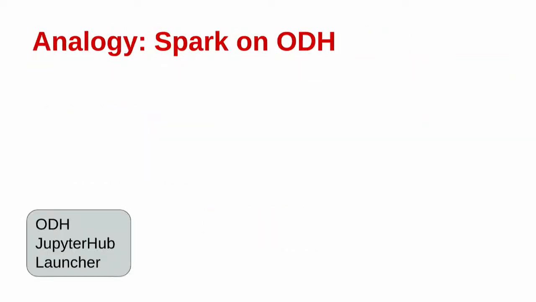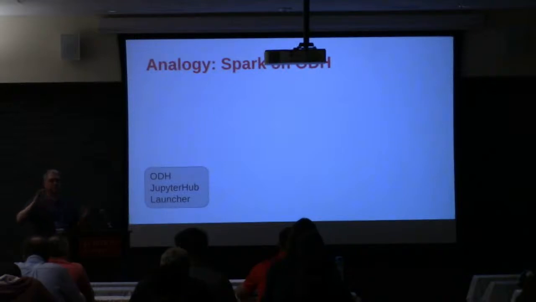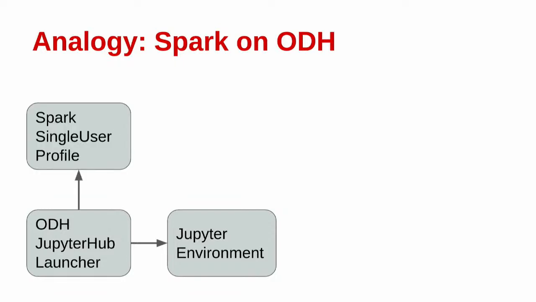So now I'm going to start describing how this is actually working. And I'm going to start with an analogy, an existing integration, which is Spark on Open Data Hub. So if you've ever used the ODH JupyterHub Launcher, you bring it up and you can pick an image and tell what size it is, and you kick it off. And when you kick it off, the launcher, first of all, as it always does, spins up a Jupyter environment for you. But there are some other things it can do if you configure it.